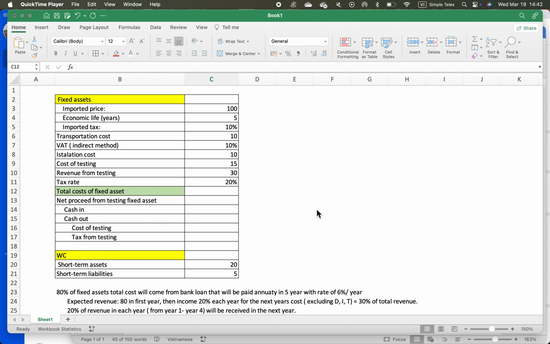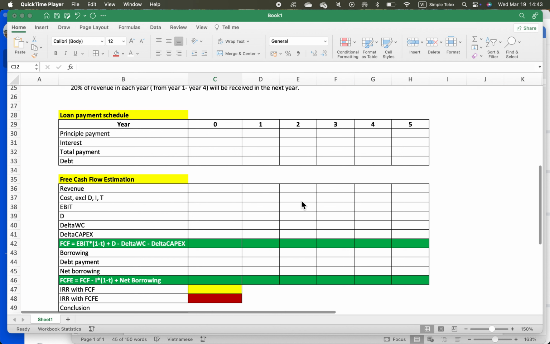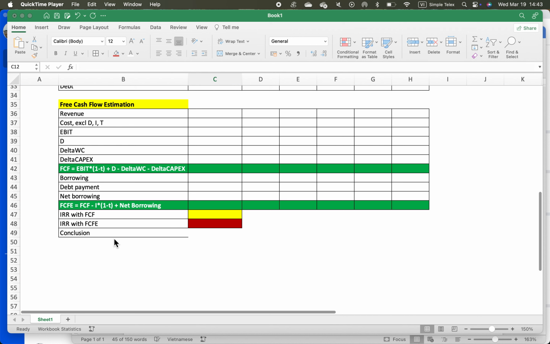So today I'll help you to resolve the problem set I sent you the last time. Our objective is to estimate the free cash flow, right? Leveraged and unleveraged free cash flow. And then we have to answer the question if the project is accepted or not, right?